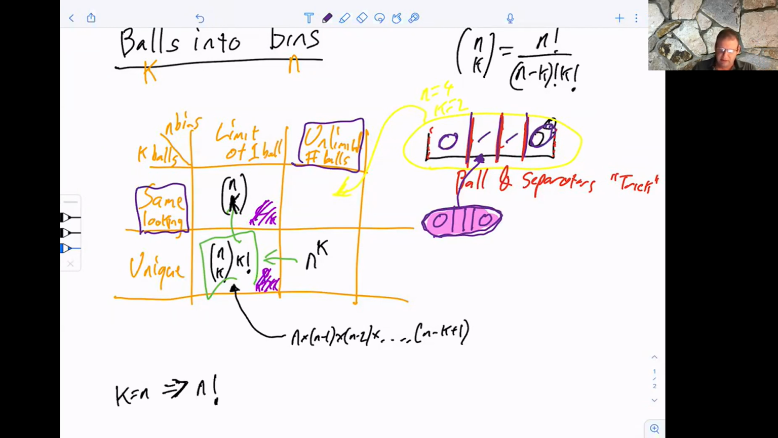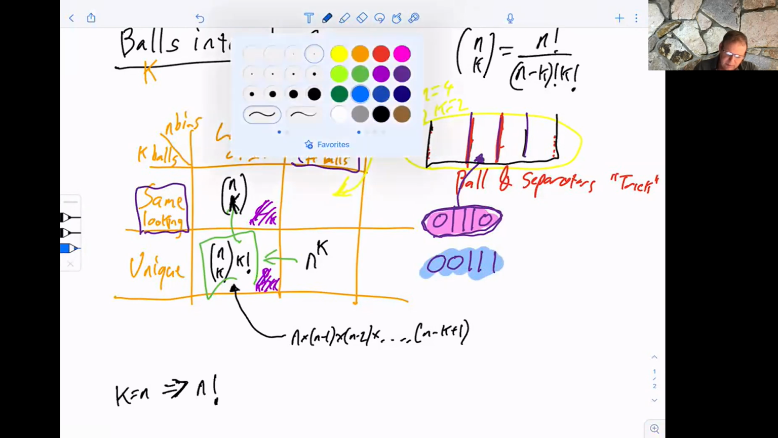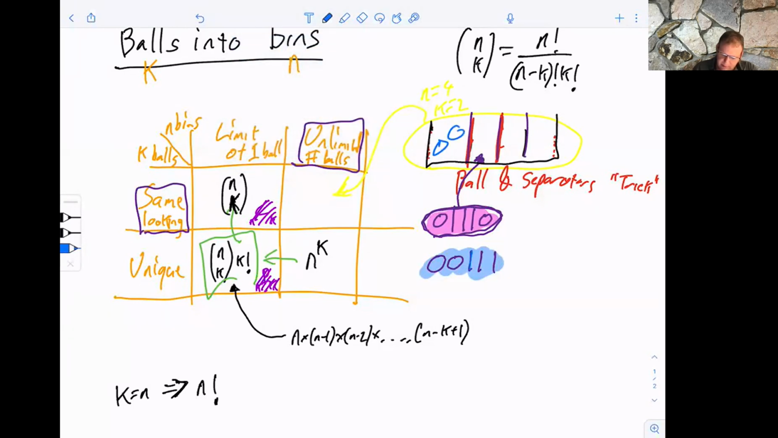Let me do something else. Let me do ball, ball, separator, separator, separator. What do I mean now? It's hard to answer what I mean by words, but maybe you can. Oh no, it's easy. Of course, you've shown me that it's easy. Very good. You said both in the same bin. So this blue configuration here maps to ball here and ball here, right? And then you got separator, separator, separator. Let's do a different one.